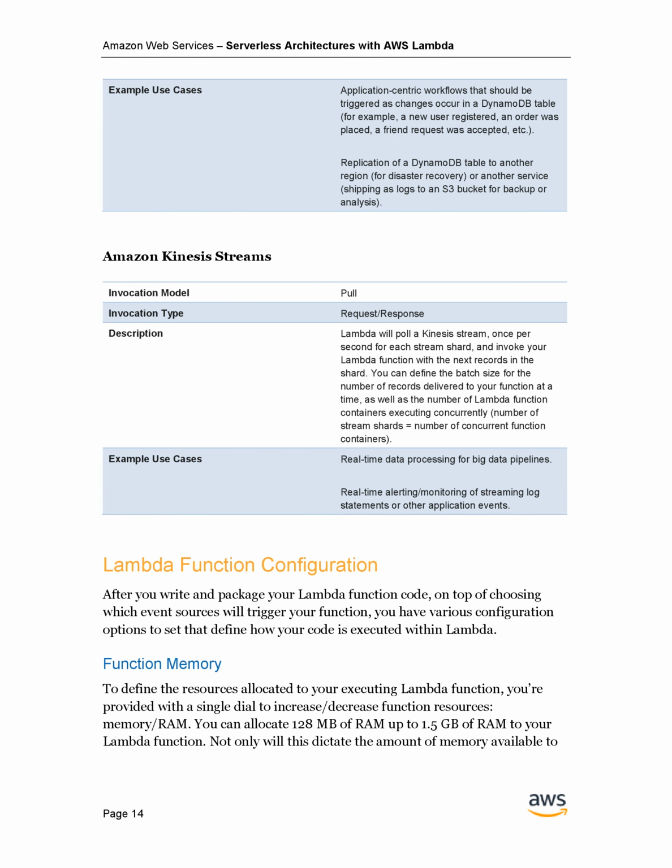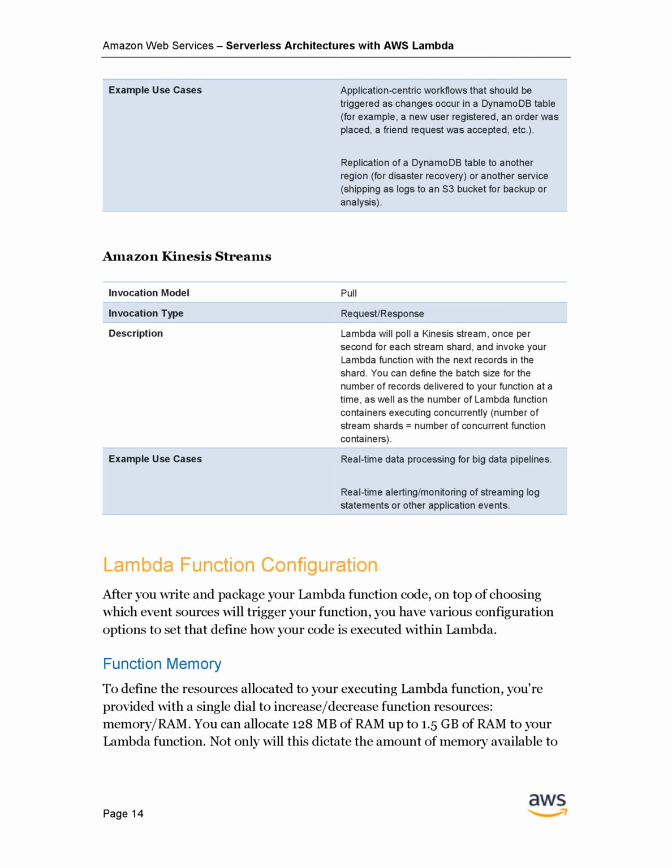Lambda function configuration. After you write and package your Lambda function code, on top of choosing which event sources will trigger your function, you have various configuration options to set that define how your code is executed within Lambda. Function memory. To define the resources allocated to your executing Lambda function, you're provided with a single dial to increase or decrease function resources: memory/RAM. You can allocate 128 megabytes of RAM up to 1.5 gigabytes of RAM to your Lambda function.